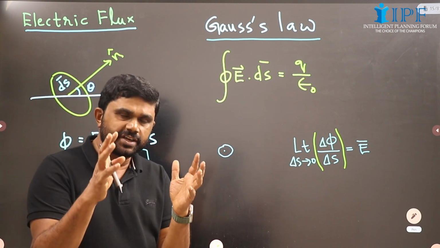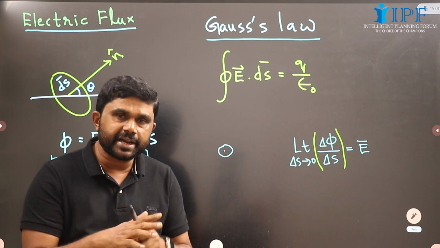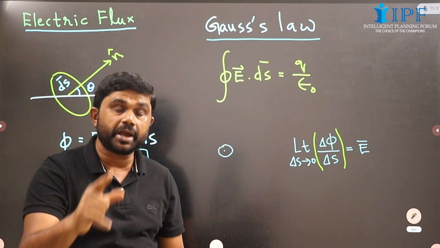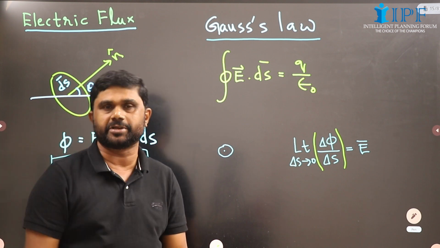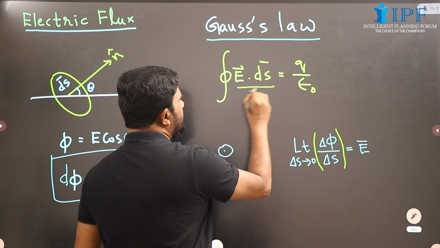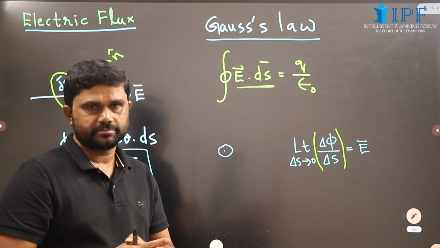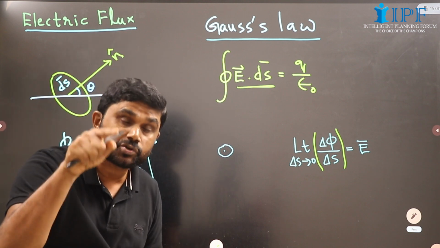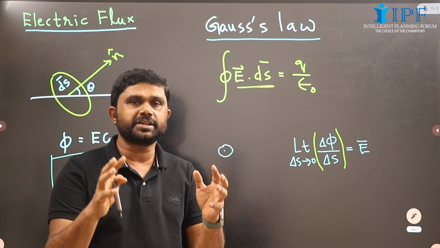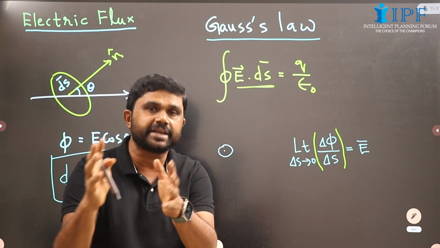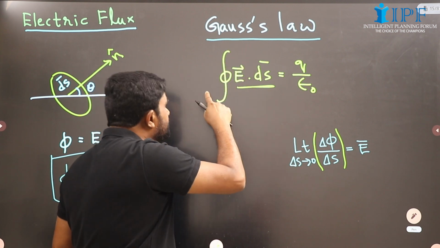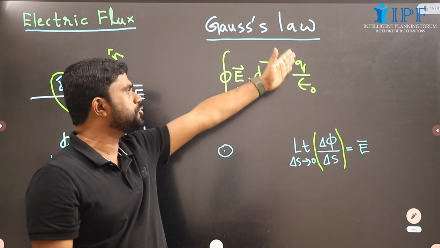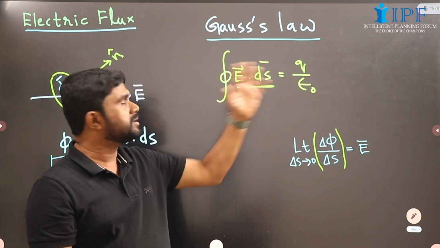E dot dS will give you the flux through an elementary area dS. Actually, the closed surface is divided into a large number of small elements, and this is the flux through each such element. This is an S, an elongated S, and it stands for summation. You have to find the flux through each such small area, and the sum of the flux through all such elementary areas will give you the total flux, and it is equal to Q by epsilon 0 by Gauss's law.